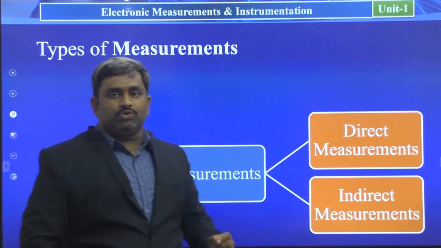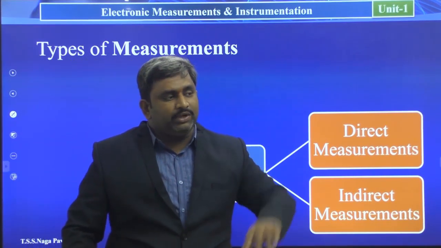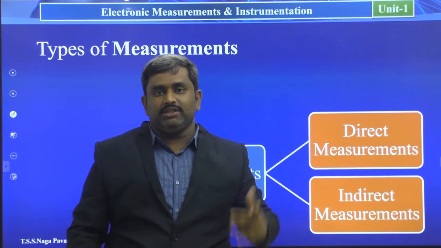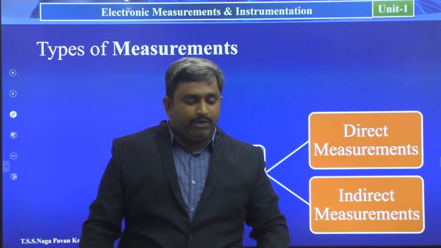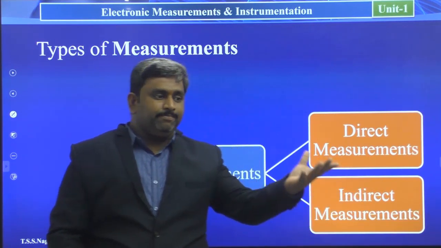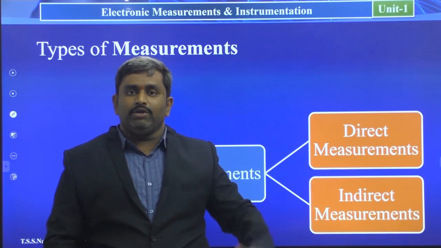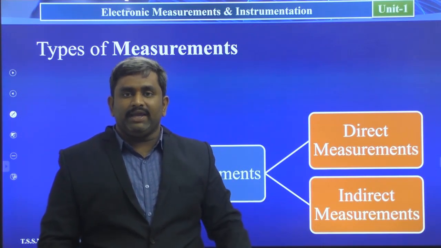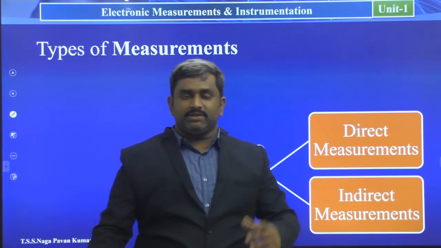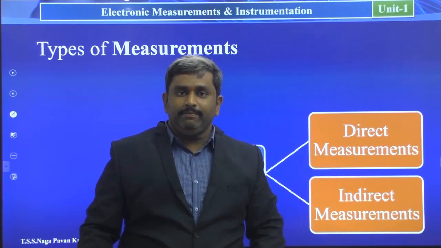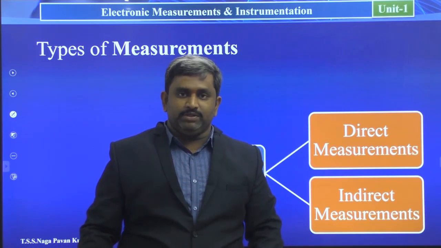Where the direct measurements, by using a voltmeter, you can say this much of voltage is available. By using an ammeter, you can say this much of current is available. By using a weighing machine, you can say this much of weight is there for the products. For example, you are going to a supermarket and you are going to buy some carrots or some vegetables. Okay, by using a weighing machine, you are measuring some weights of the vegetables.